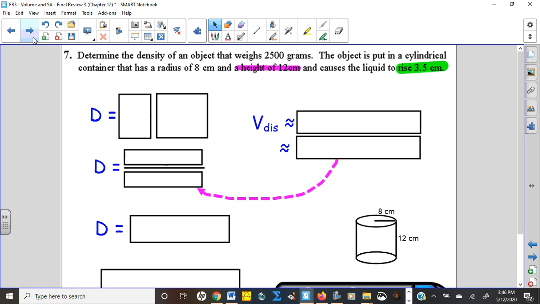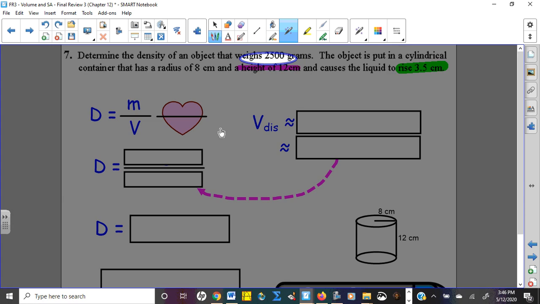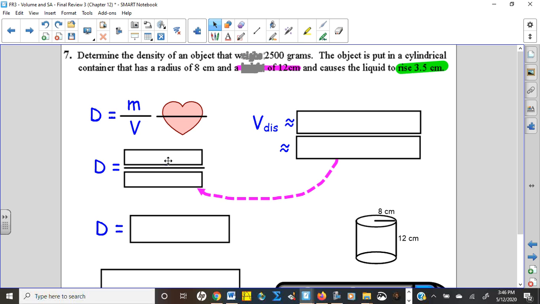All right, I think this is the last problem. It's a density problem. Remember, density is mass over volume, right? Because you love density, right? You love density. Now remember, draw a heart, draw a line through it, m over v every single time. They gave you the mass up here in this problem. They told you that 2,500 grams is the mass of the object, so we can go ahead and plug that in. But what the heck is the volume of an object.